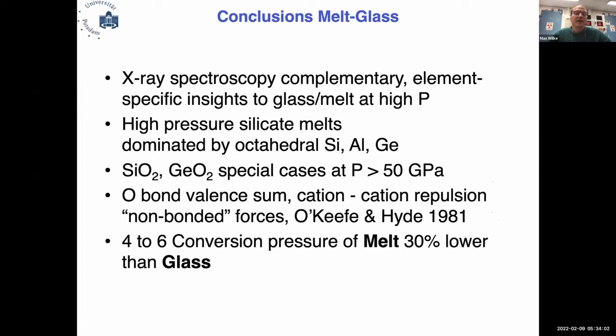And I hope I could give you some insight to the change when we go to high temperature to stable melt. We are actually seeing that the conversion pressure of melts in the PT range that we investigated is lowered by 30% compared to the glass. And I think we can be quite confident that the silicate case would be similar.